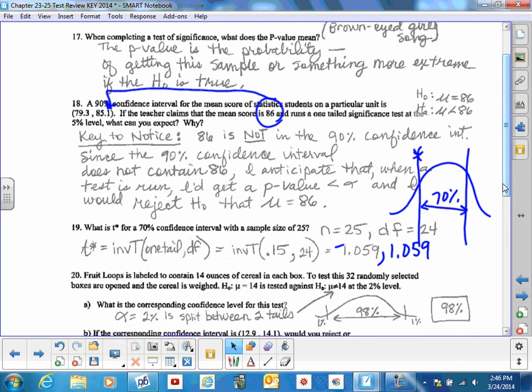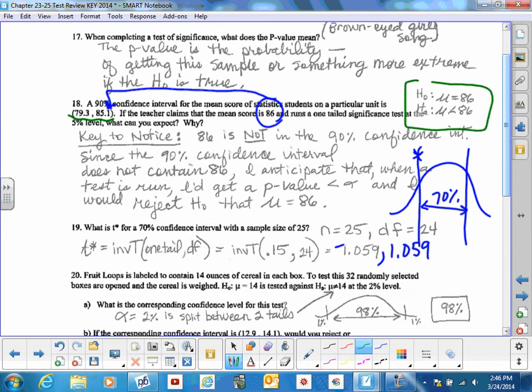So here we go, number 18. A 90% confidence interval is this. Here is the key to this problem, because once again, I am thinking about what the null and alternative hypothesis would be. My null is that the average is 86. If I see that this 86 is not in my interval, then when I go run a test, I'm probably going to reject that null hypothesis. So that was the key to notice, that 86 is not in the interval.